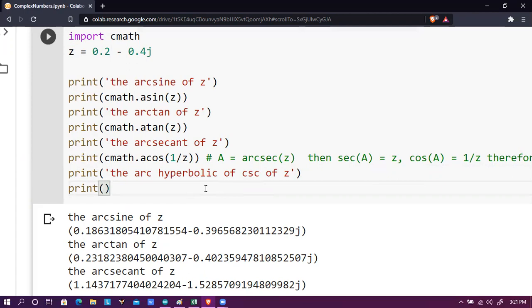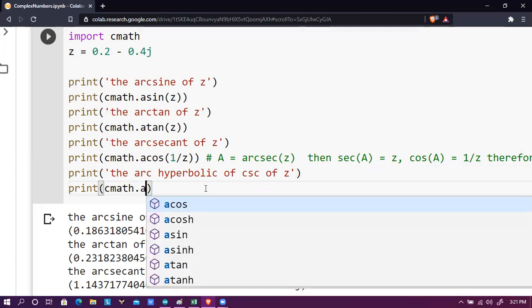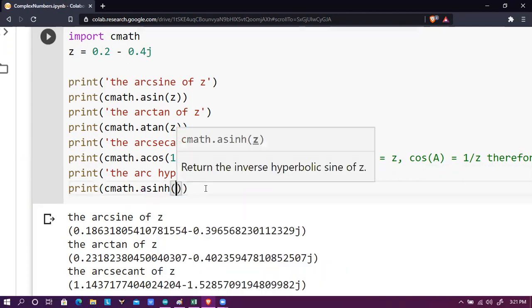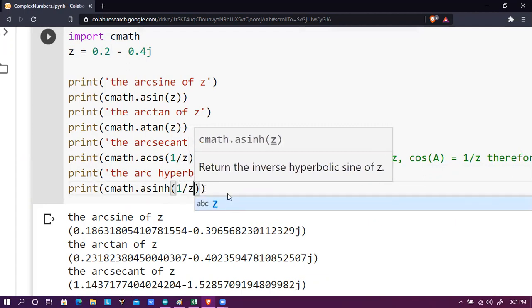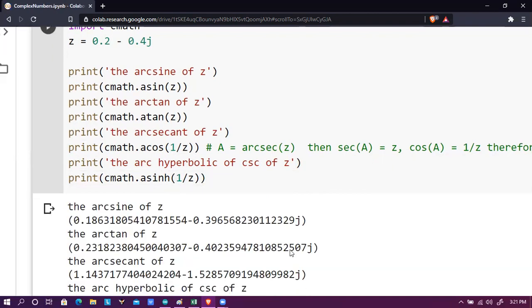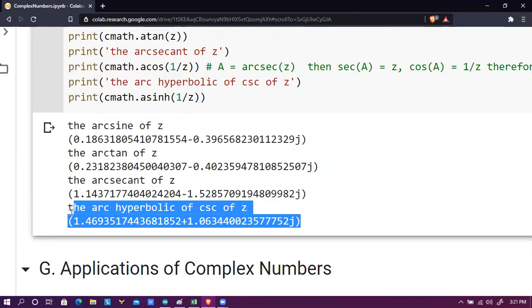So now we can have here CMAT dot asinh, the inverse hyperbolic sine, but this time of 1 over z. That's the reciprocal of your complex number. Let's run. Okay, that's it. Now this is actually the arc hyperbolic cosecant of z. So to make it simple, just reciprocate your z to become 1 over z and just use sine or cosine instead of arc cosecant and arc secant.